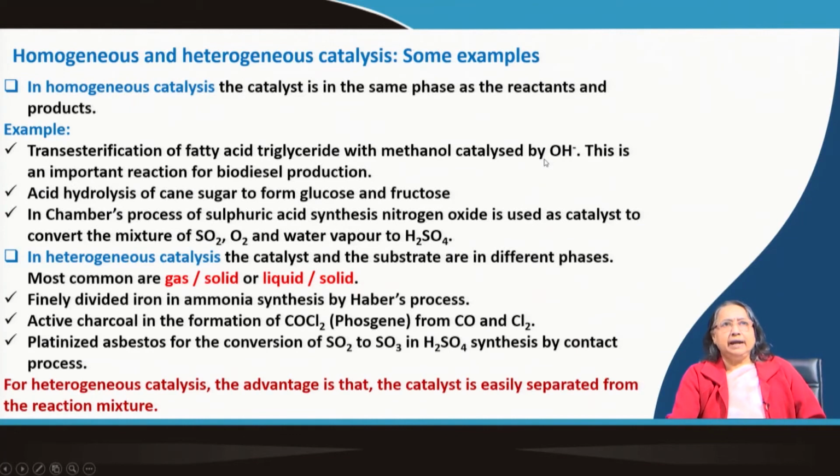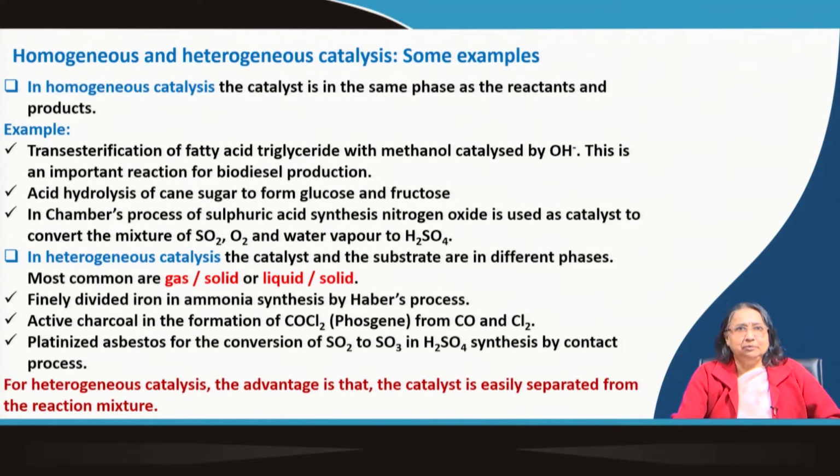And this I already explained, pseudo unimolecular reaction, pseudo first order reaction. There I told you that cane sugar is hydrolyzed in the presence of acid. So, it is acid hydrolysis. When it is hydrolyzed to glucose and fructose, inversion of cane sugar happens. So, this is catalyzed by acid, and everything is there in the liquid phase in solution. So, it is a homogeneous catalysis.